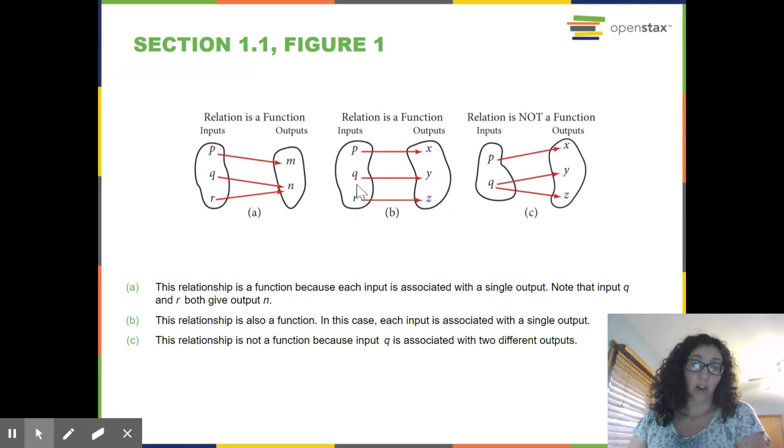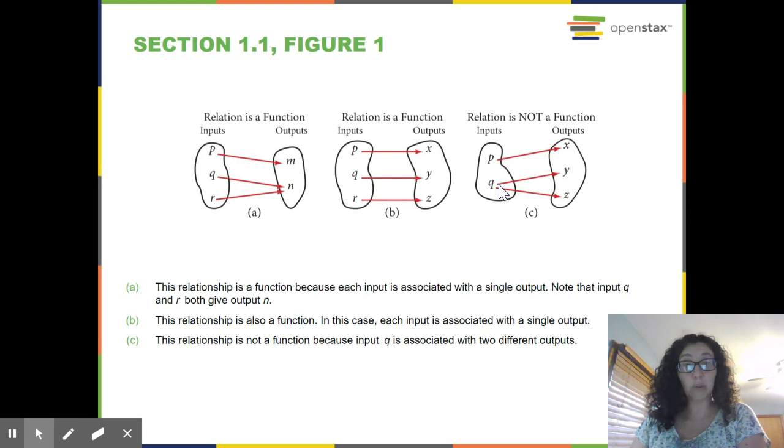Every input value in the domain, P, Q, and R, goes to one output value, X, Y, and Z. P goes to X, Q goes to Y, R goes to Z. Yes, it's a function. Let's look at this one. Here's our domain, here's our range. P goes to X, but Q goes to Y and Z. No, can't do it. It's not a function, okay?